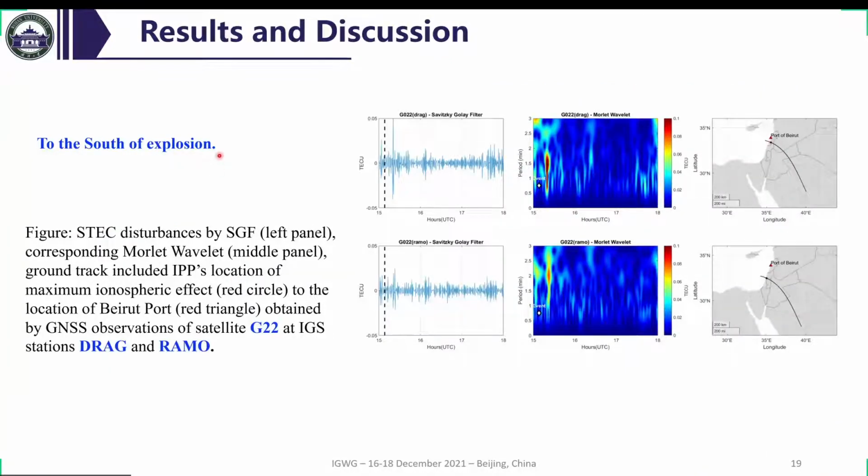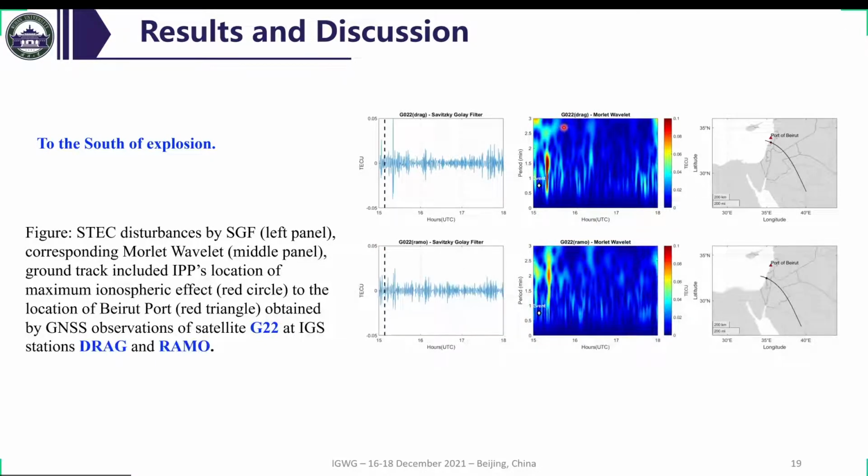Here is the disturbance result over the south area. As we can see, the left figure is the Savitzky-Golay filter, and the dashed line is the time of the event. After about 11 minutes, we started to find the disturbance, and also over the other station, Ramo station, which is an IGS station, we can see it almost synchronized together.